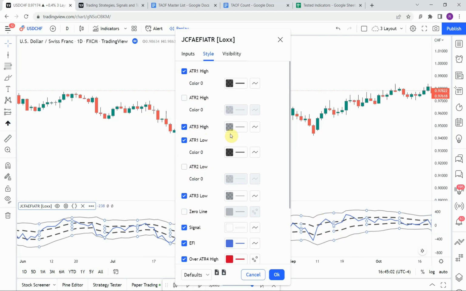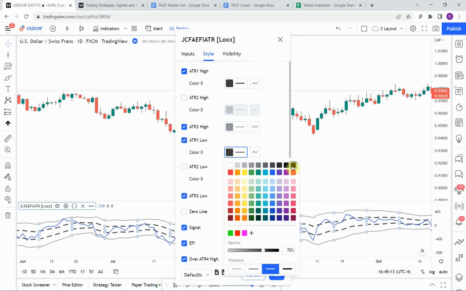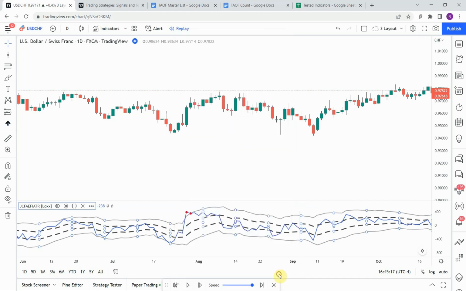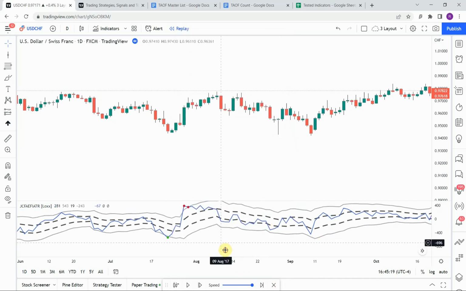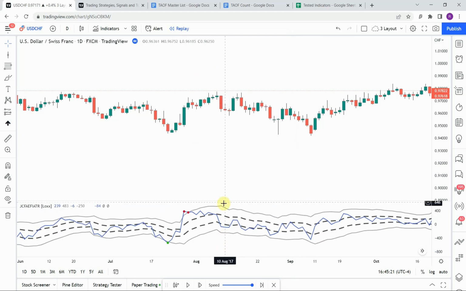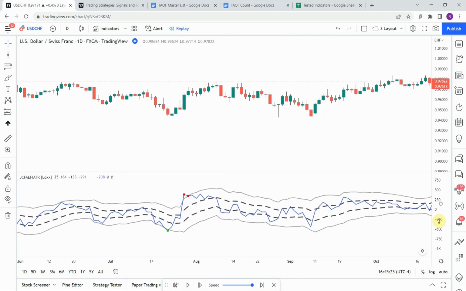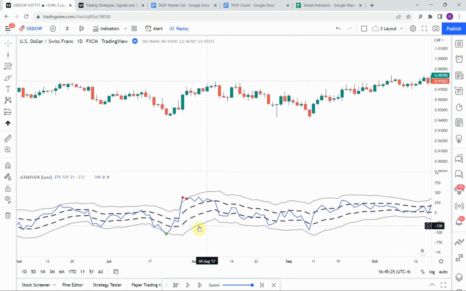And for the ATR1 high and ATR1 low, I went in and turned those to black, and I bumped up the line weight of those a little bit, which gives us what we're looking at now. I didn't make any other changes to it other than that, just a few visual changes, so that it's a tad bit easier to see, not quite as cluttered.